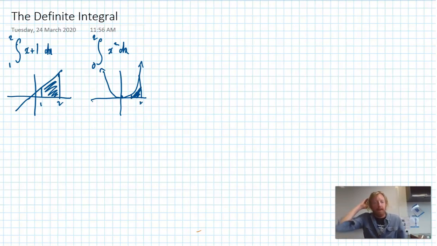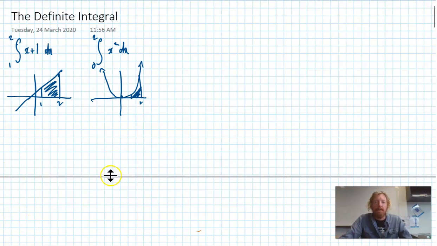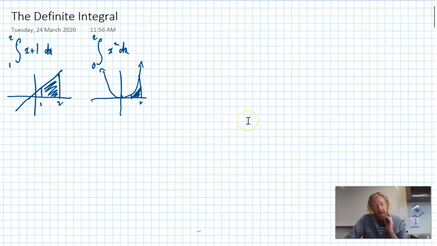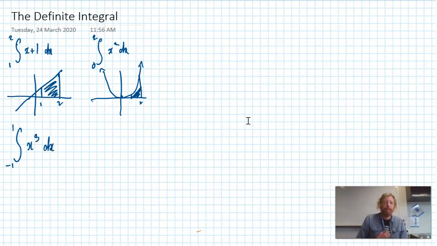Now what's been convenient about all of this so far is that all of these areas happen to be above the x-axis. So now let's look at what happens if they go below the x-axis. Let's take our basic example, the integral from minus 1 to 1 of x cubed dx. Okay, so we're going to draw this guy.